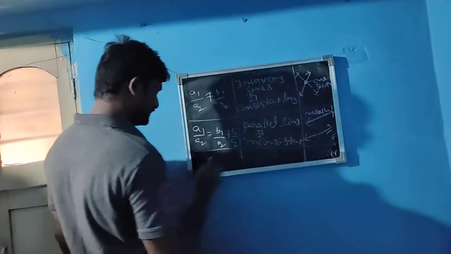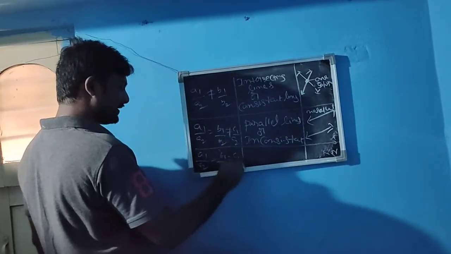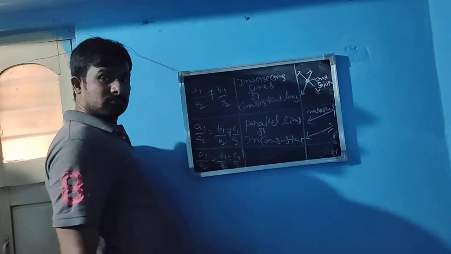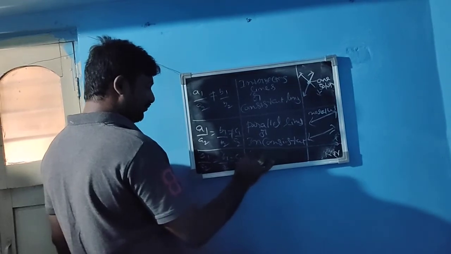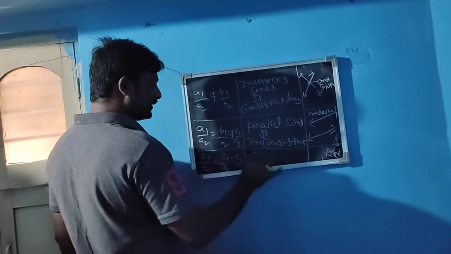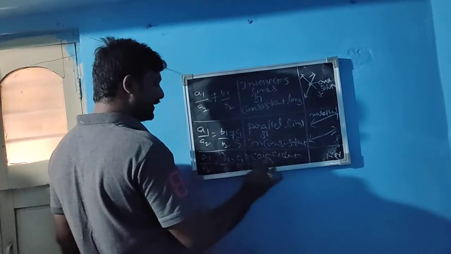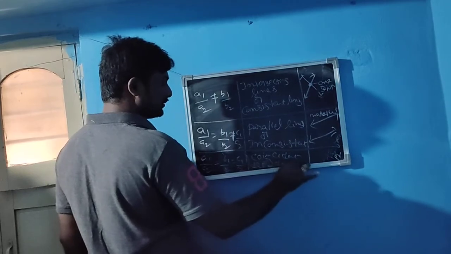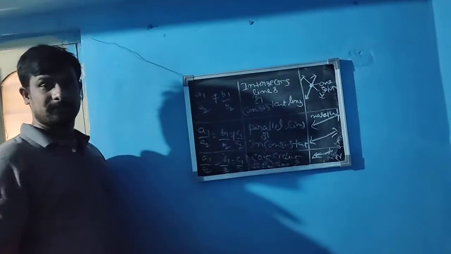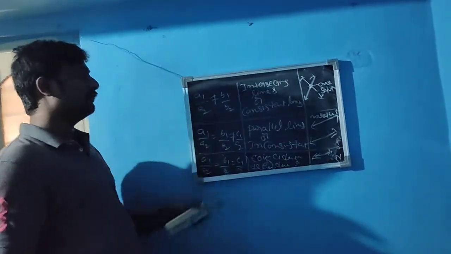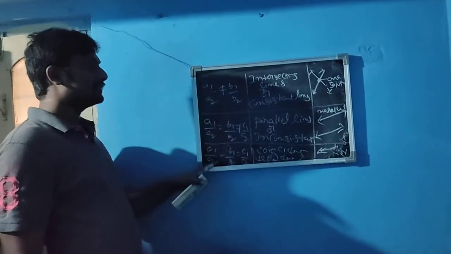Third one is known as A1 by A2 is equal to B1 by B2 is equal to C1 by C2. In this one, this name is called coincident lines, or one more name is called dependent lines. So this is a way of graph like that. It has many solutions. So this is a main important part of the lines.